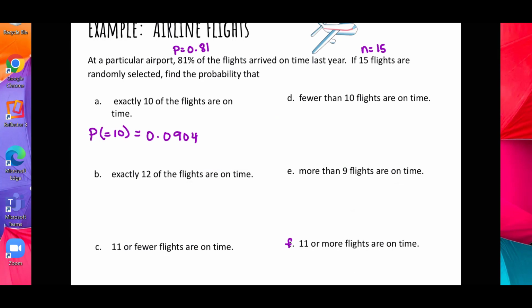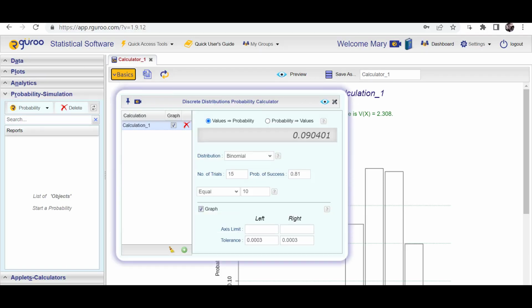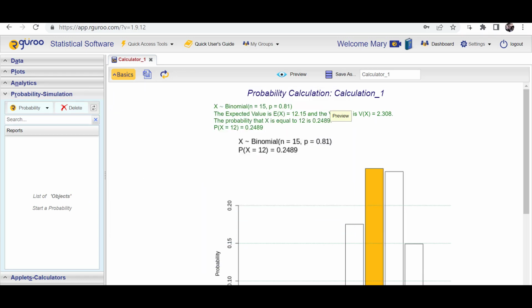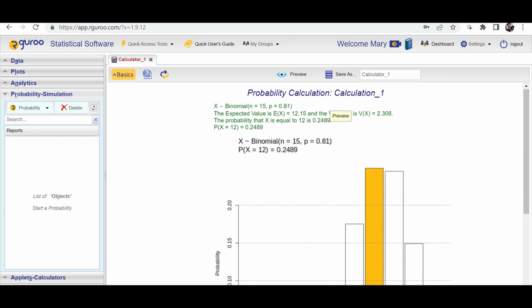Exactly 12. So the probability that is exactly 12 is the same as equaling 12. So let's just change the 10 to a 12. And we get 0.2489. You see this goes fairly quick. And you can see only 12 is shaded there.